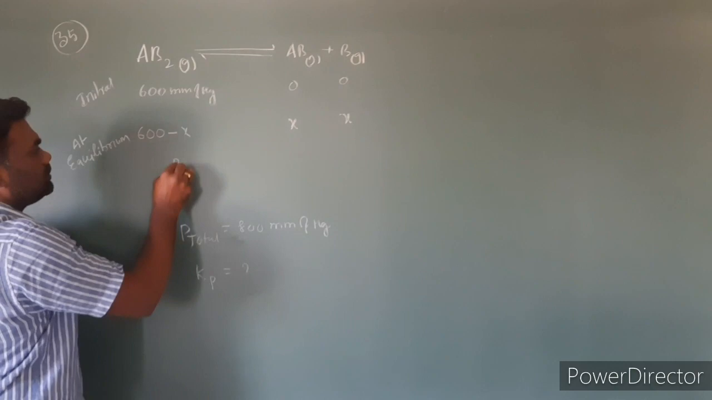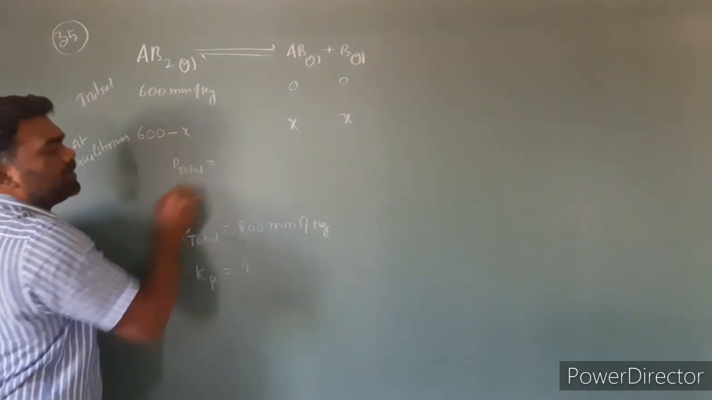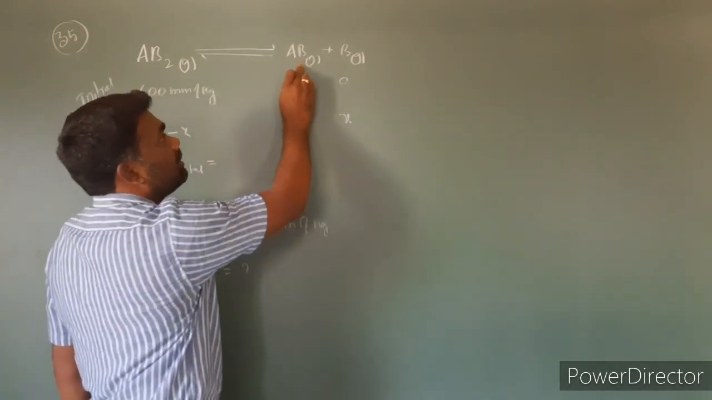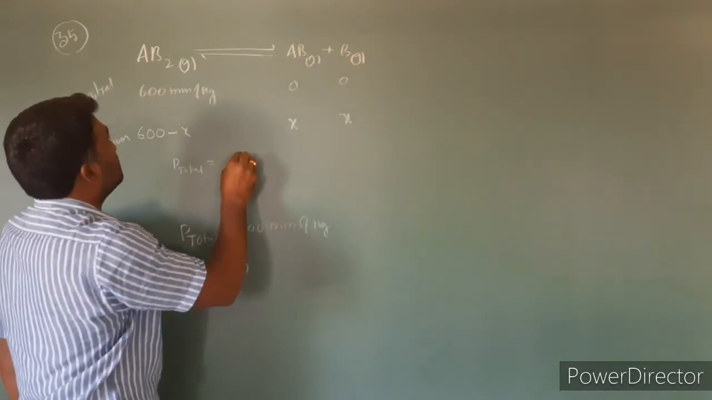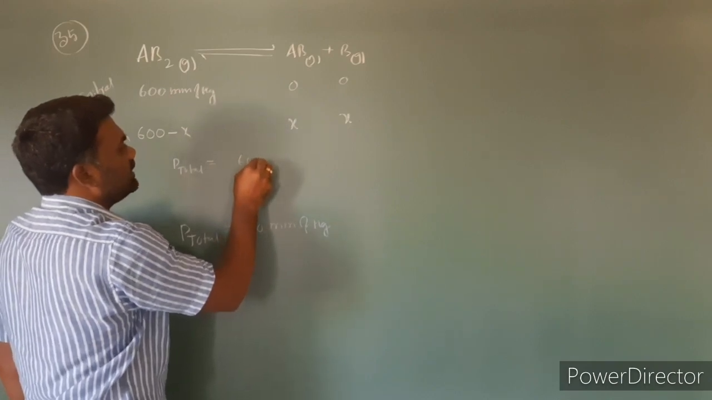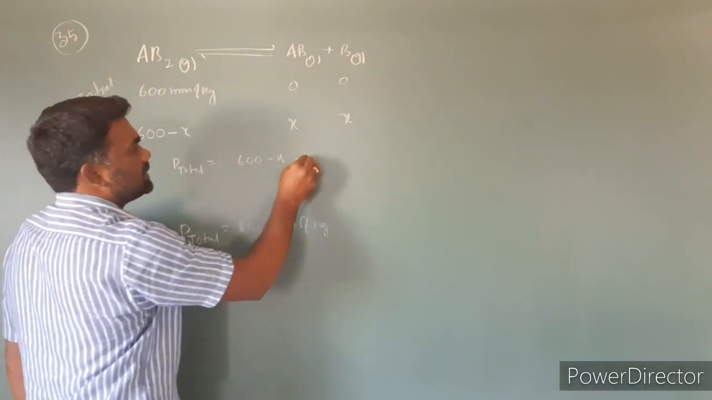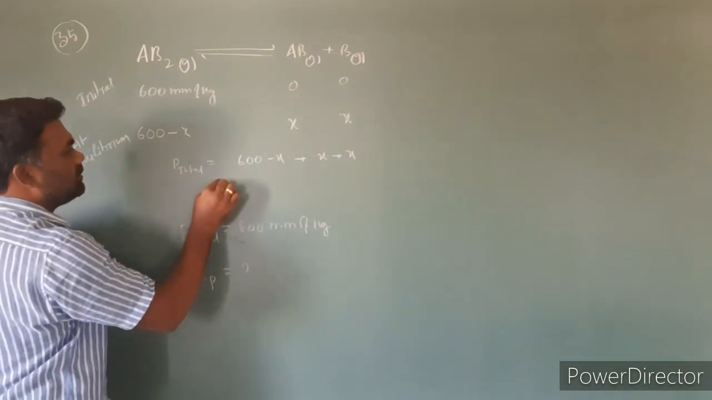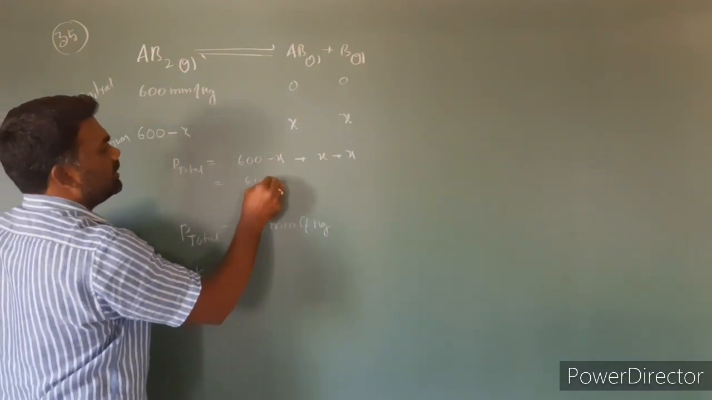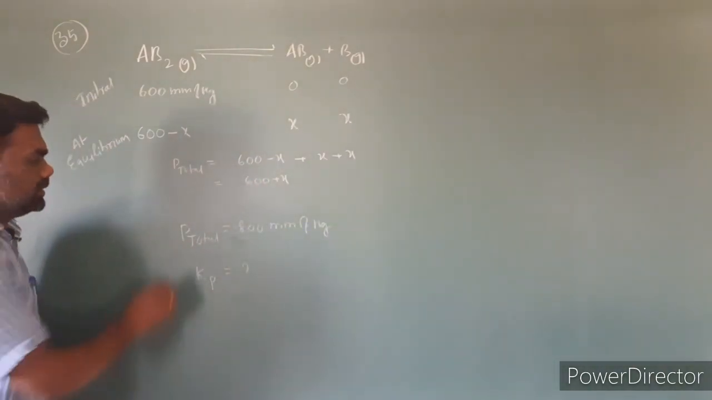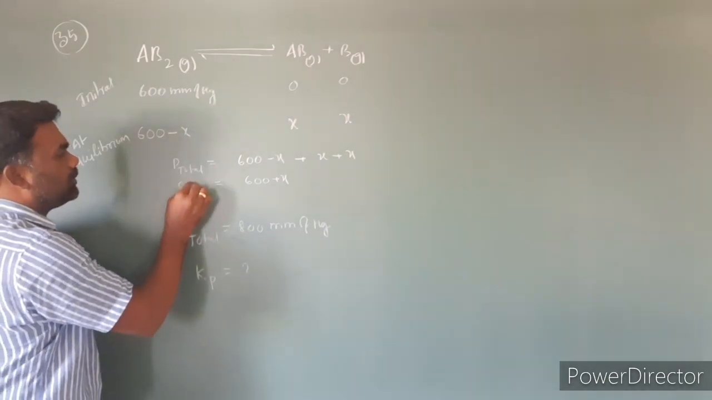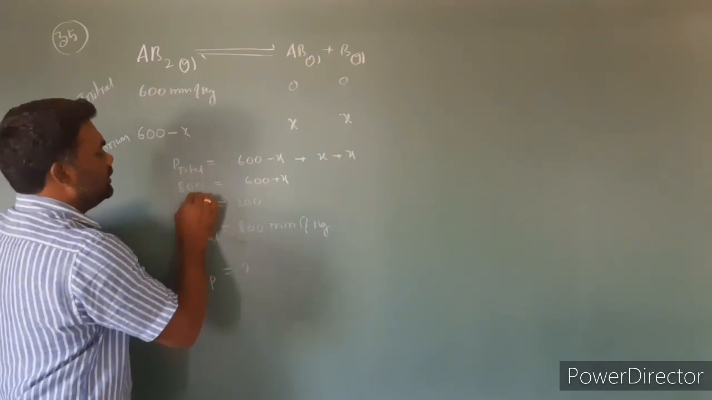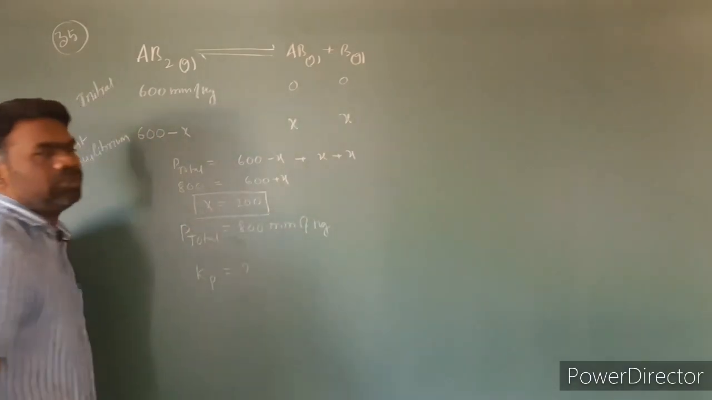Then P total, the total pressure at equilibrium, is equal to the partial pressure of AB2 plus the partial pressure of AB plus the partial pressure of B. The partial pressure of AB2 is 600 minus x, plus the partial pressure of AB, x, and B, x. So P total is equal to 600 plus x, isn't it? P total we already know. How much is the P total? P total is equal to 800. So x we will get as 200.